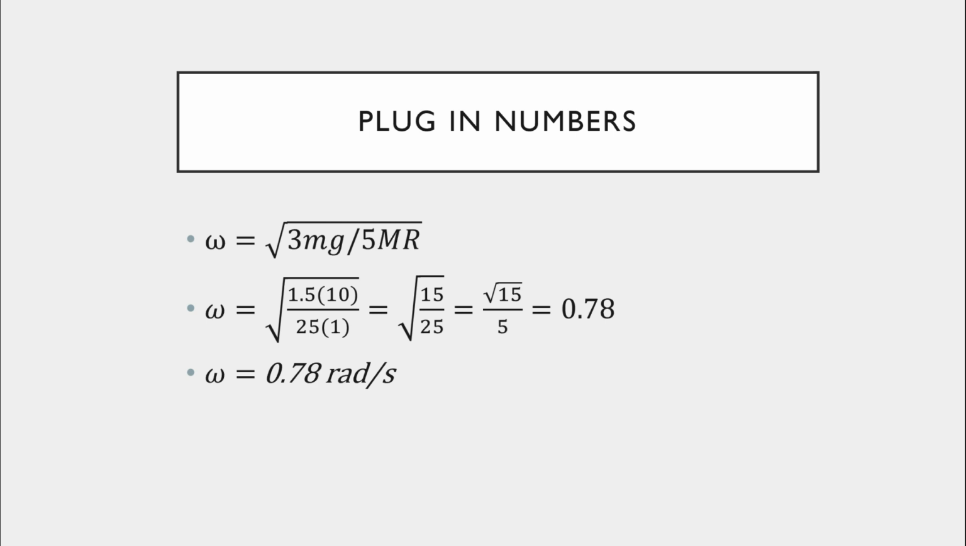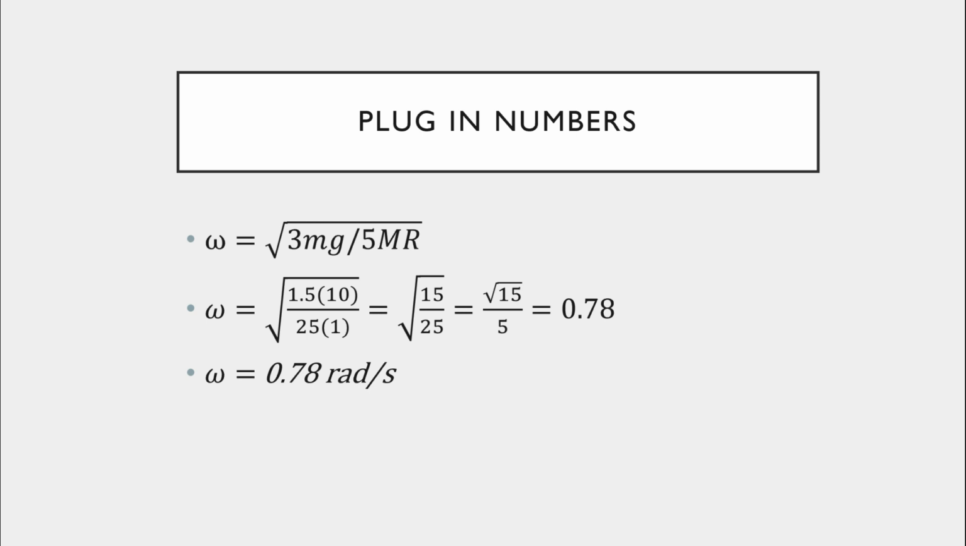Here we have our equation: omega equals the square root of 3 times the mass of the hollow ball times gravity, divided by 5 times the mass of the box times the radius of the turntable. And then for our plug-in number section, we decided to treat that as a sense-making step to see if our answer would make physical sense. So we just plugged in a couple arbitrary numbers as well as some meaningful numbers.